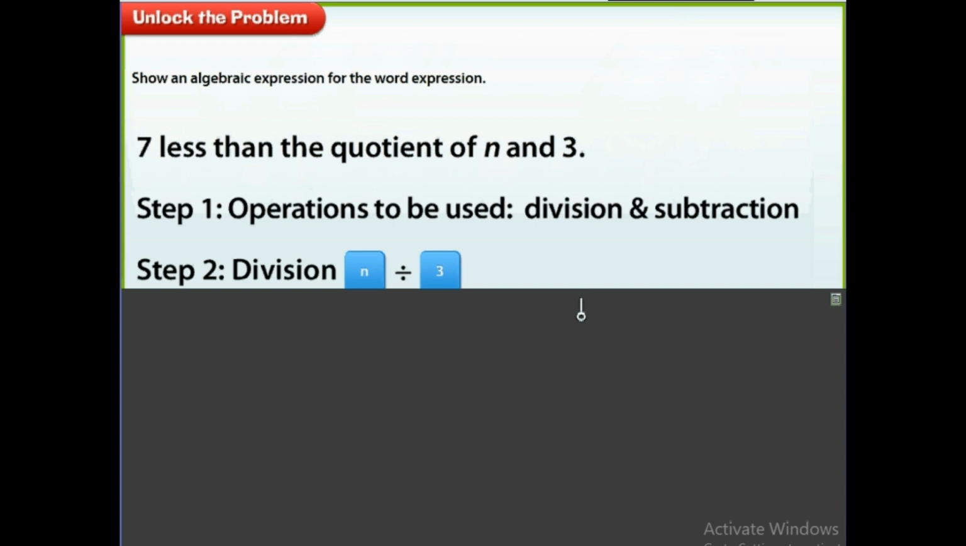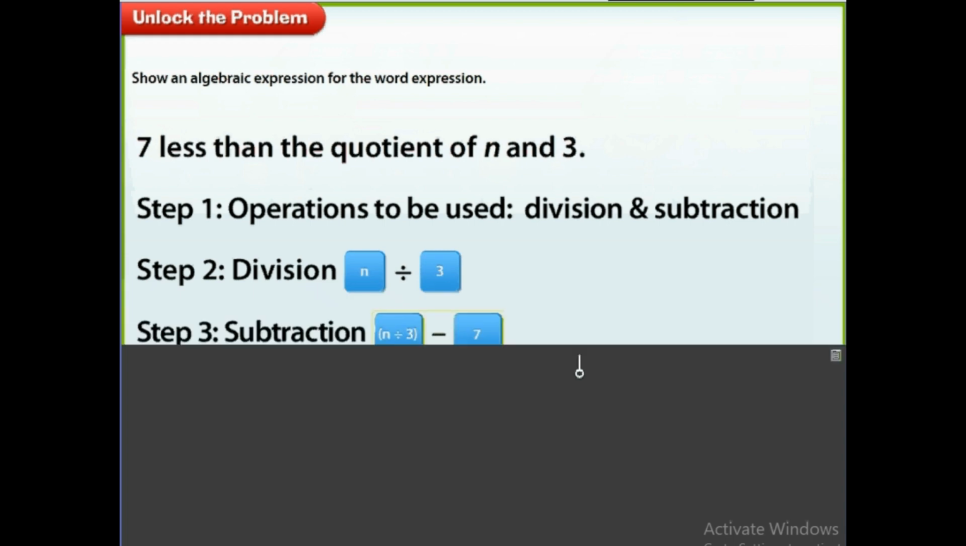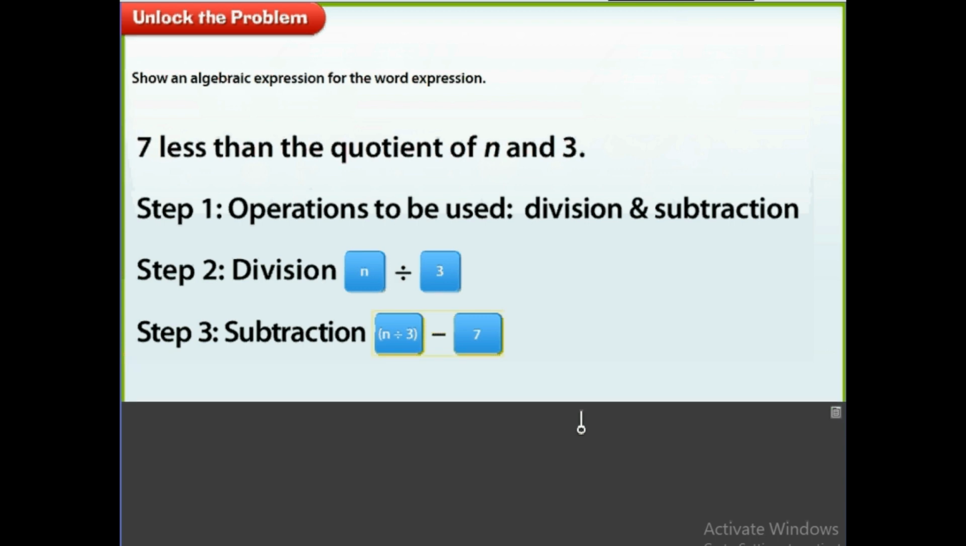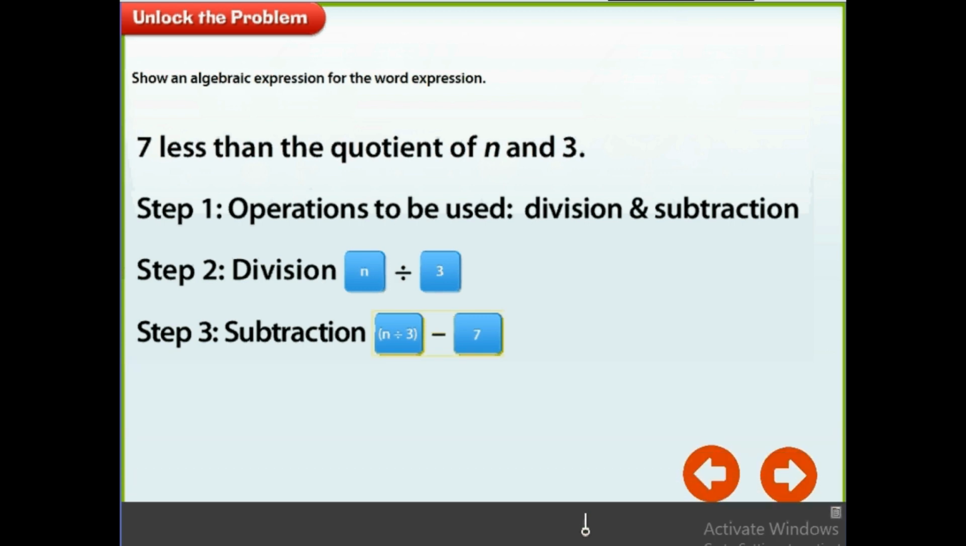n divided by 3 represents the quotient of n and 3. Step 3 is subtraction. The expression asks for 7 less than the quotient. Therefore, 7 should be subtracted from the quotient. 7 less than the quotient of n and 3 is represented by the expression n divided by 3 minus 7.